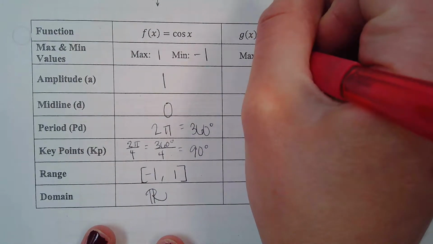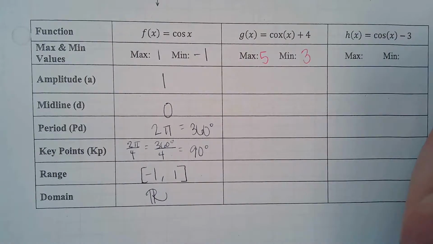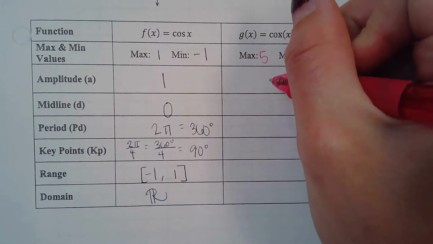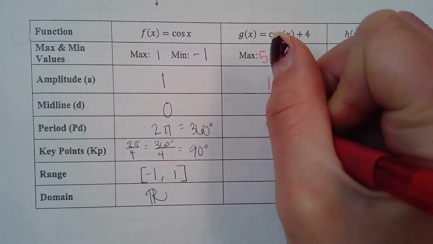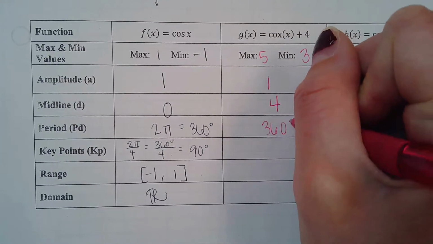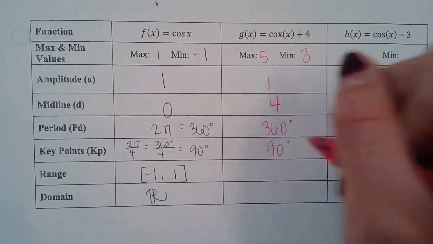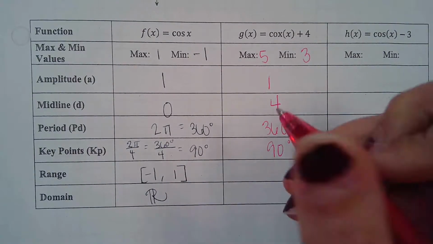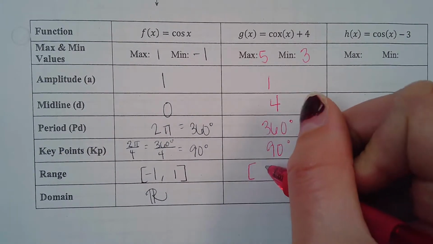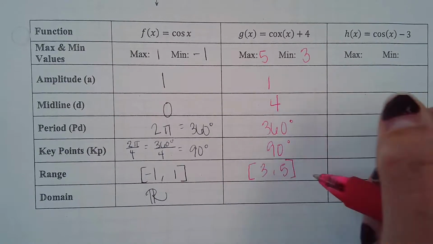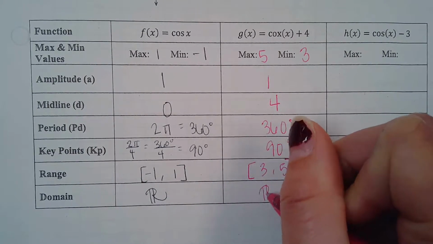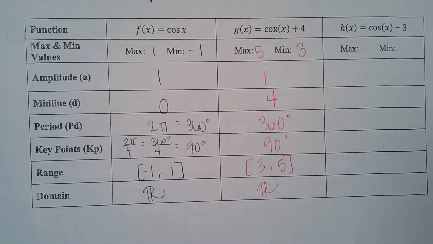And what's your min? What's the amplitude still? And your midline? Period? Key points? And your range? And domain? Did we go through that too quickly? Are we okay? Any questions?